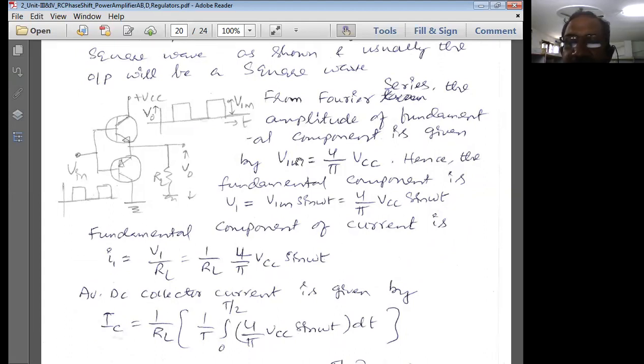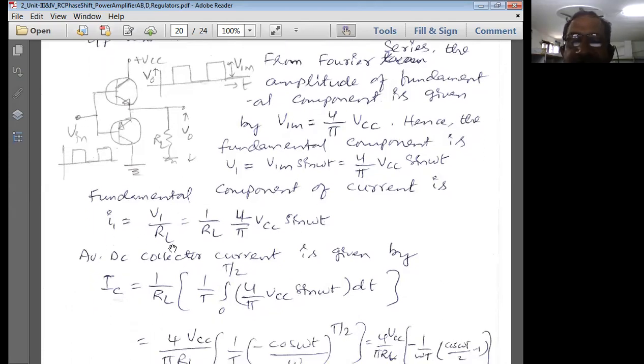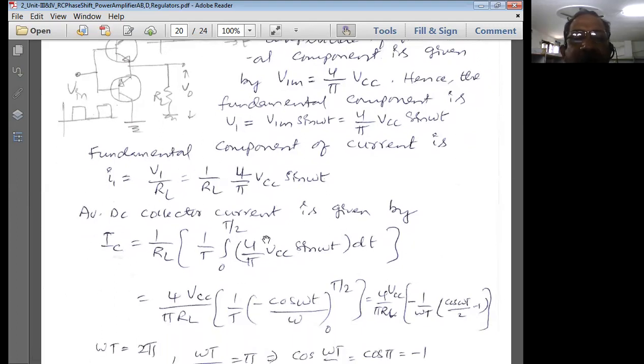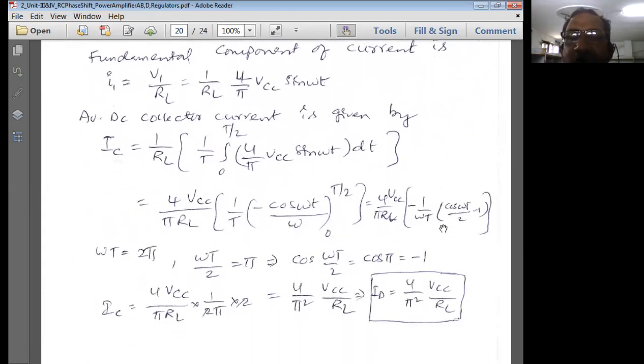So V1M, the single peak of the input signal, is written as equal to 4 by pi into VCC. I'll just substitute that, and current is nothing but voltage by resistance, so multiply by 1 by RL. Now to find the average DC collector current over the interval 0 to T by 2, we have to integrate this equation of current, using which I'll get the IC current. The integral of sine is nothing but minus cos omega t by omega. Apply limits, and we'll get this.